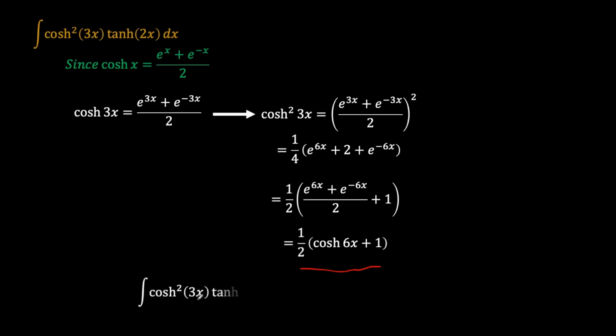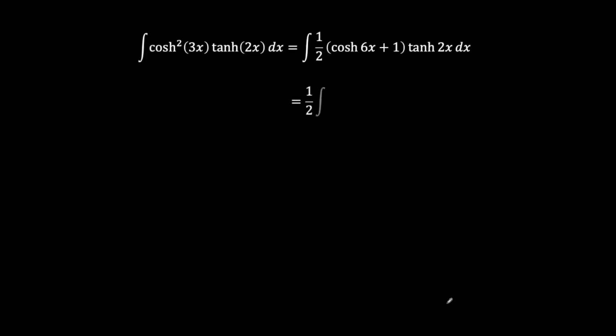So the integration of cosh squared 3x times hyperbolic tangent 2x is the same as the integration of a half into brackets cosh 6x plus 1, times hyperbolic tangent of 2x. So that eventually, pulling the constant half out, we have a half times the integration of cosh 6x times this, multiplied by this, right? And then this multiplied by this. So we have cosh 6x times hyperbolic tangent 2x, plus the integration of hyperbolic tangent 2x.